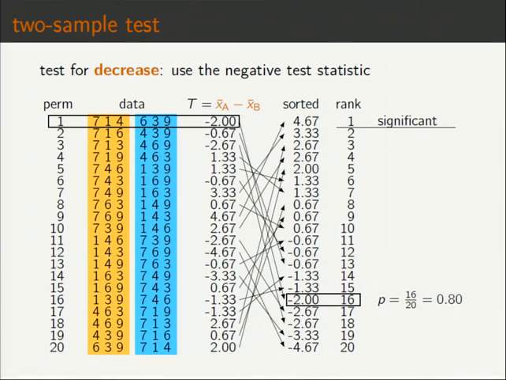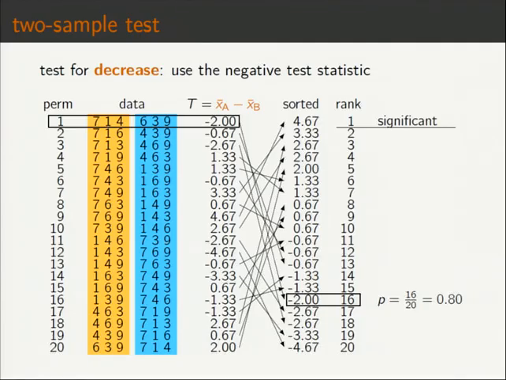In the same way, we can also test for a decrease in the mean. The first test was for an increase of the mean: is the mean of B larger than the mean of A? In order to check for a decrease in mean, we simply use the test statistic x bar A minus x bar B. In this case, we get a p-value of 0.8, again not significant.